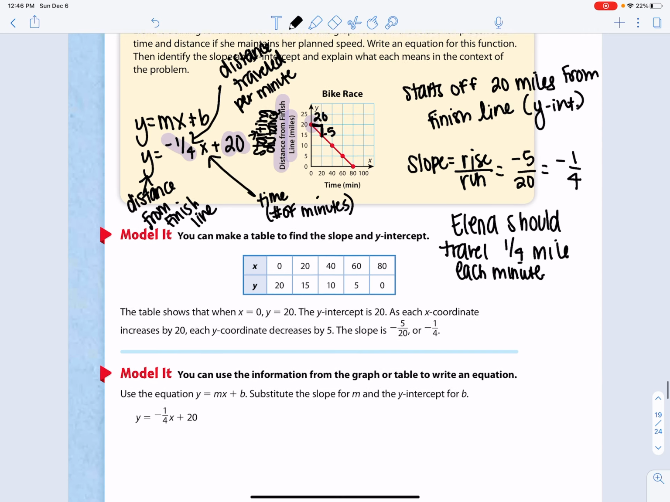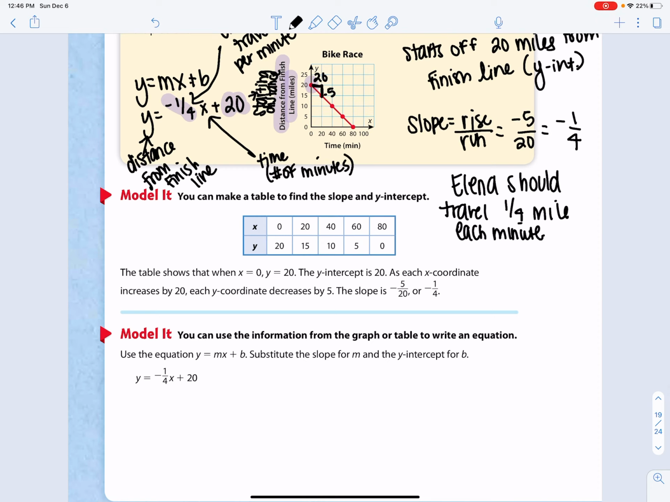Okay. All right, model it. You can make a table to find the slope and y-intercept. So you could do that. Just give some points for x. When x equals 0, y equals 20, and so on and so forth. So you can tell that to get from one x to the next, you add 20, and to get from one y to the next, you subtract 5. So to find your slope is the change in y over the change in x. And that triangle I'm drawing just means the change. Okay?